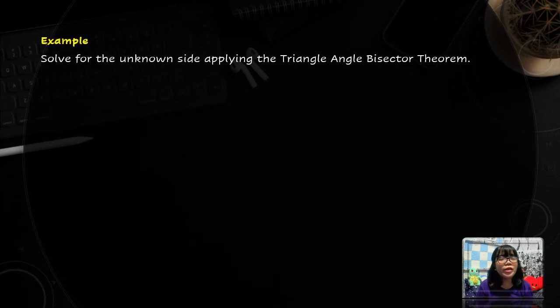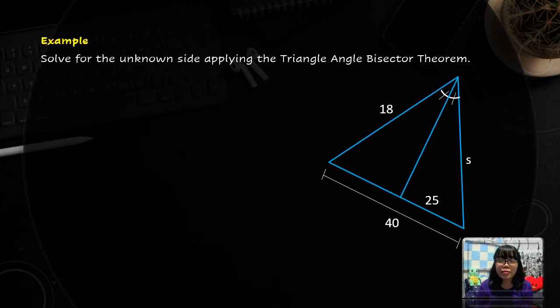Now let us have an example. Solve for the unknown side applying the triangle angle bisector theorem. This is your given triangle. Using these two tick marks here, this is to denote that this angle is congruent to this angle. So therefore, this is the angle bisector of our triangle.